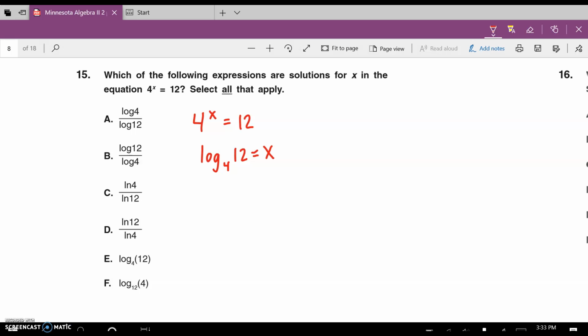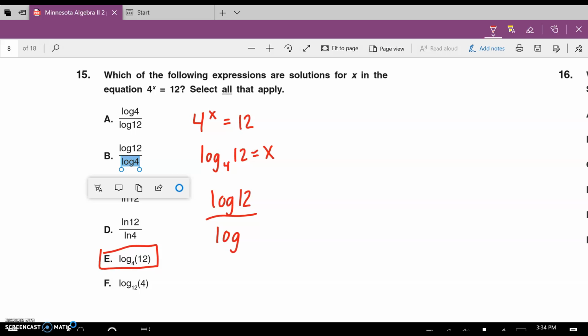So this is actually option E. Okay, then we can actually use our change of base formula, which you learned in your second video before spring break, to be log 12, the big number goes on top, over log 4, which is option B.